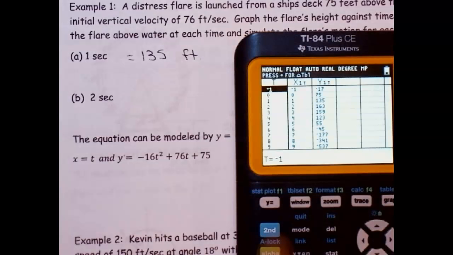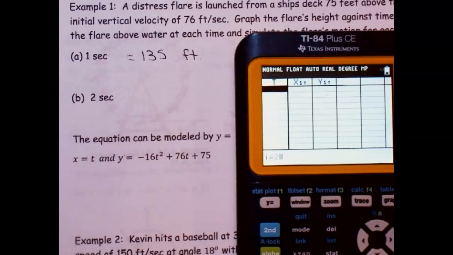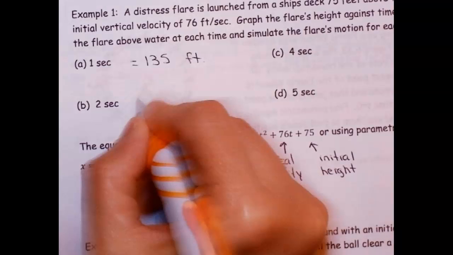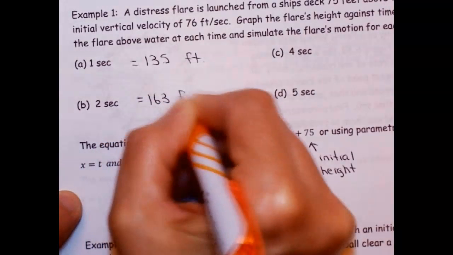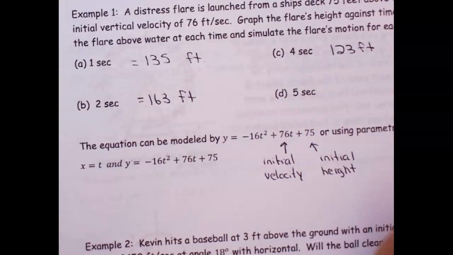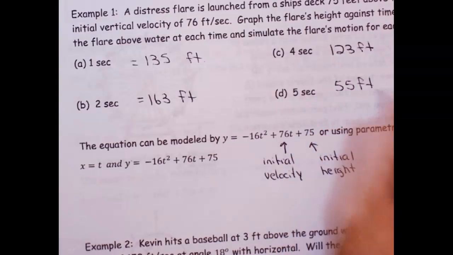If we wanted to do ask it, we could go down to ask, going back in there, and I could type in the time of 2 seconds. I think the next one was 4, and the next one was 5, and again, it's generating all of those corresponding heights. So let's go ahead and write those down. So at a time of 2 seconds, we were at 163 feet. At a time of 4 seconds, we were at 123 feet, and then at a time of 5 seconds, we were at 55 feet.